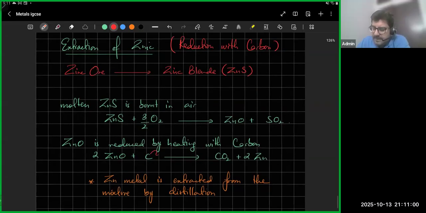Okay, is this clear? Is this clear about zinc? Siddharth, clear? Yeah. Zainab, is this clear?